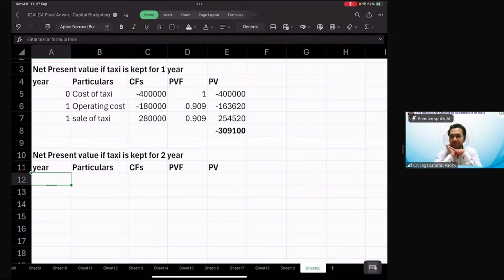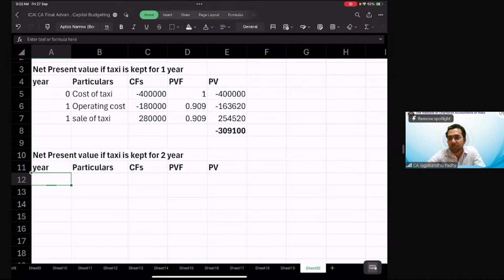Yes, can we do that? Can you calculate the NPV if the taxi is kept for 2 years, guys? So let's say if you are selling the taxi after 2 years, can you calculate what will be the NPV? Yes or no? Can we do that?